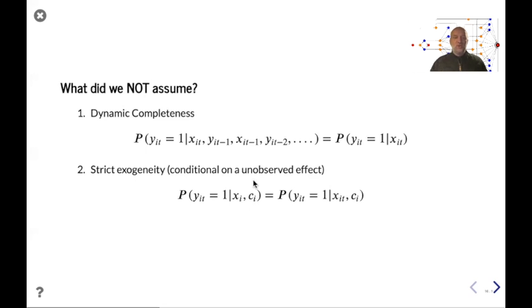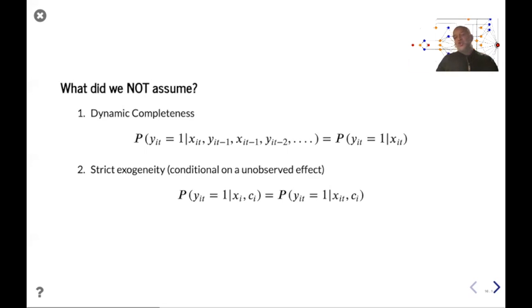So what is this implying? Strict exogeneity assumes that if you look at the response probability for y equal to 1 conditional on the entire sequence from period 1 all the way up to capital T and the unobserved effect, then it is sufficient only to condition on the current value of the explanatory variables. In other words, the lags don't matter, the leads don't matter, the future doesn't matter. Everything is captured by x_it and c_i.